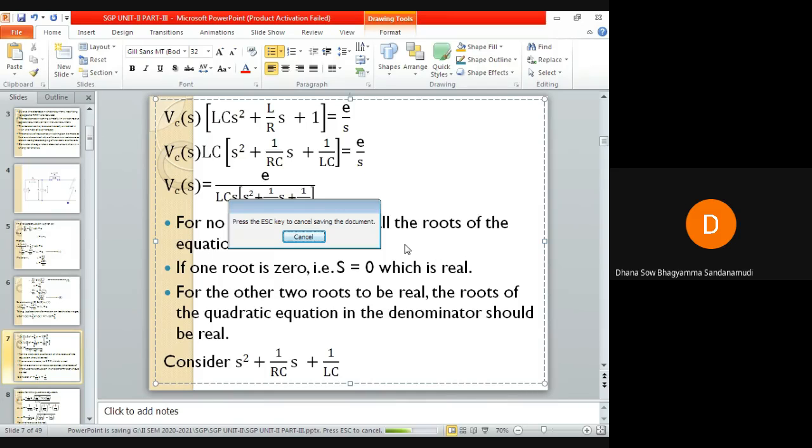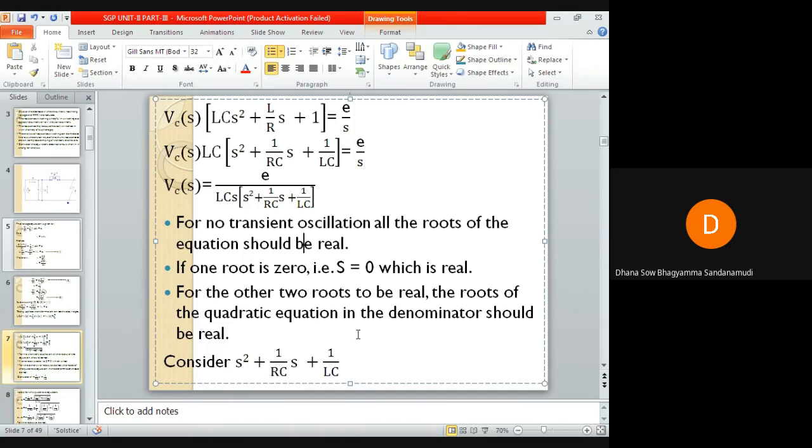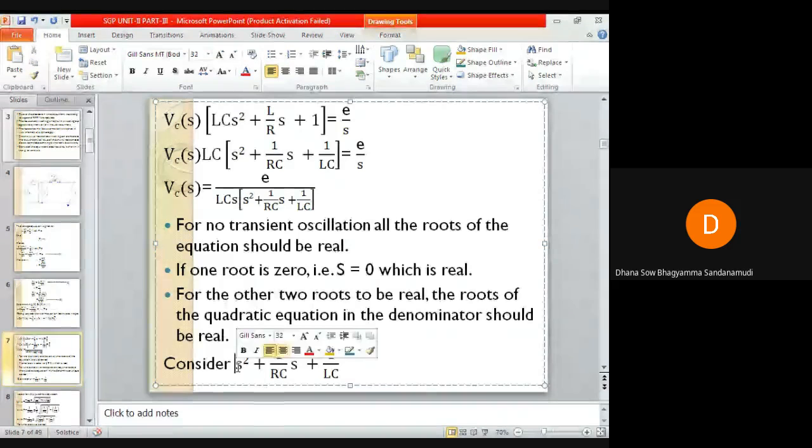For no transient oscillations, all the roots of the equation should be real. If one root is 0, that is s equal to 0, then that root will be real. For the other two roots to be real, the roots of the quadratic equation in the denominator should be real. So let us determine the roots of the quadratic equation in the denominator: s square plus 1 by RC s plus 1 by LC. Let us simplify it to see whether it's real or not.